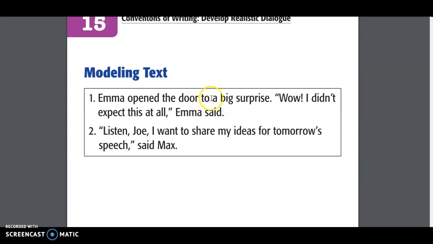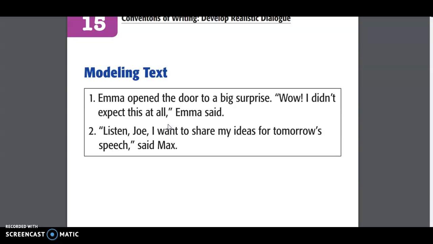Alright, so here's an example. Emma opened the door to a surprise. Wow, I didn't expect this at all, Emma said. Okay, and then, listen, Joe, I wanted to share my ideas for tomorrow's speech, said Max. Alright, so here you're noticing some commas as well. You see where the commas are placed. So pay attention to your commas.